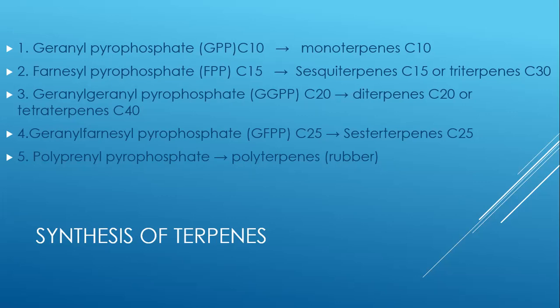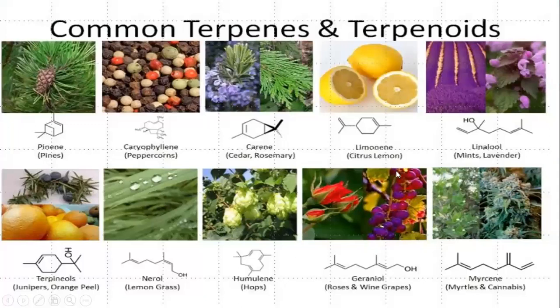Kaya hanggang ngayon, buhay na buhay pa rin yung, di ba nakikita niyo yun, ine-extract pa rin yung latex, yung dagta ng mga rubber tree. Tapos component pa rin siya ng ginagawang gulong. Ano? So they formulated a combination para mas desirable for the desirable properties of the wheels, ano? Okay, so these are common terpenes, ano?